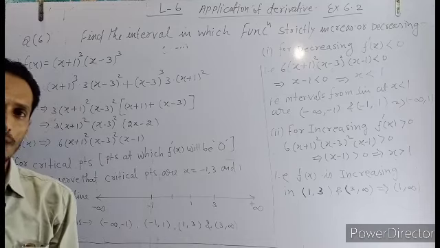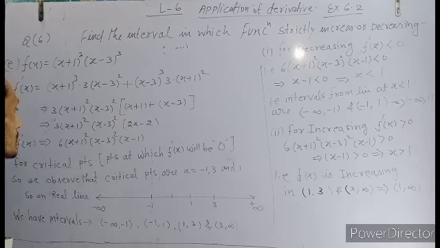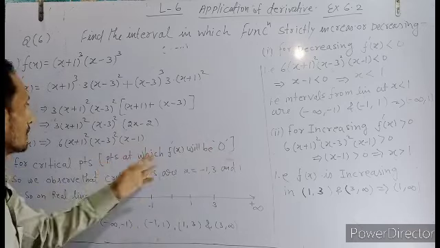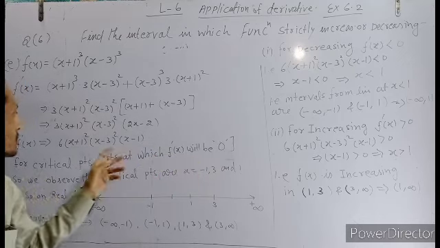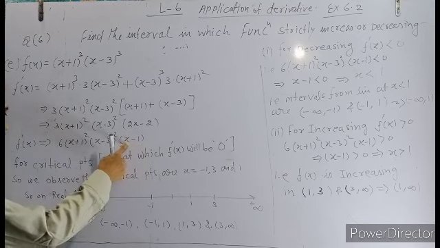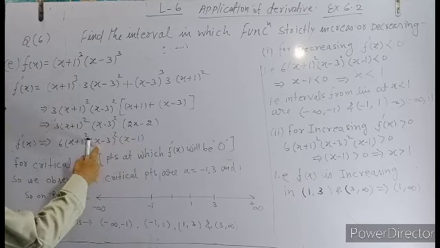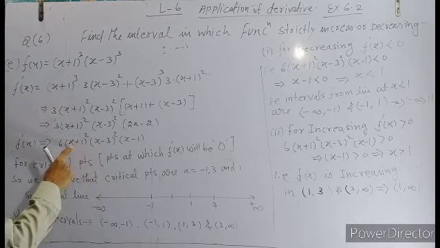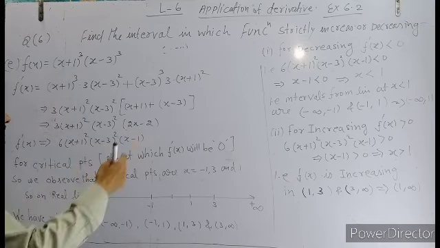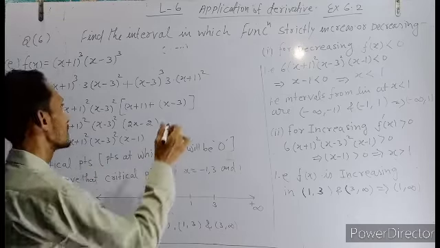To find the intervals for any function, we first have to find the critical points. What are the critical points and how can we find them? Critical points are the points at which the first derivative f dash x is 0. You can observe at which points f dash becomes 0: if we put 1, it becomes 0; if we put 3, it becomes 0; and if we put minus 1, it becomes 0. So there are three points.